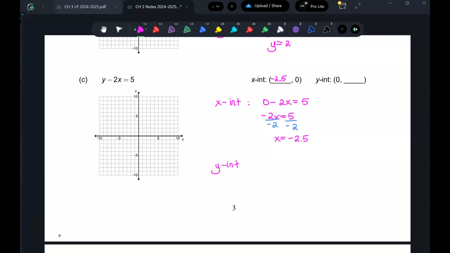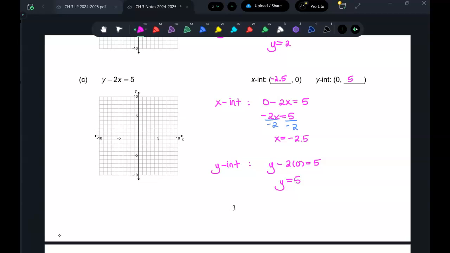Now for the y-intercept, we're going to make the x equal to 0. The answer's 5. We just kind of take turns, Jonah. For the x-intercept, we make the y 0, and then for the other one, right? So how do you mark -2.5? Do you just do it in between?